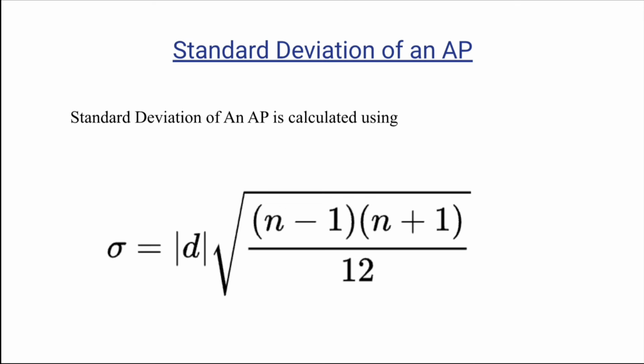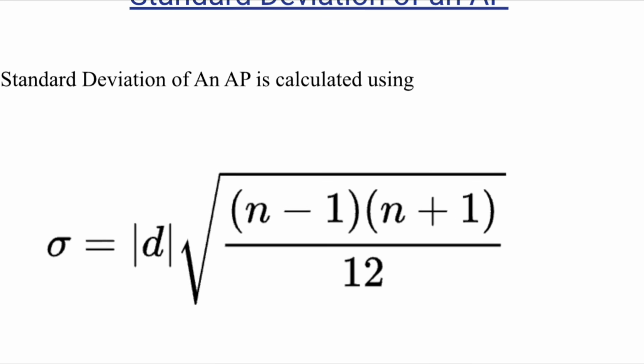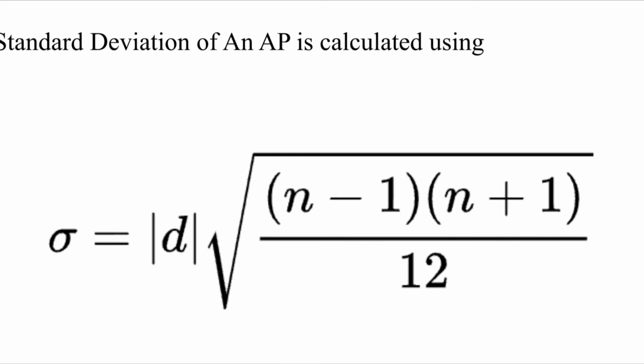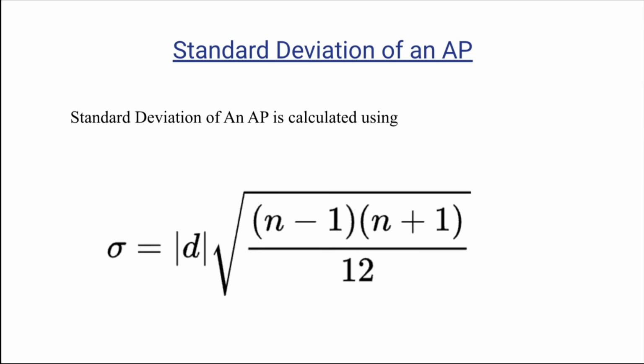What is the standard deviation of an AP? The standard deviation of an AP is the same as the standard deviation of uniform frequencies, which we solve in statistics. It is very similar to it, right? So it is the mod of the common difference multiplied by the root of (n square minus 1) upon 12. That is how we get the standard deviation of an AP.